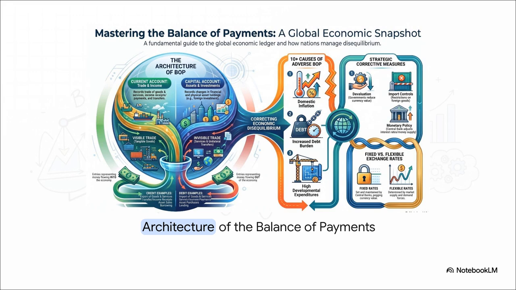Now, this massive master ledger is split up into two main buckets. First, we have the current account. This is the day-to-day stuff. Trade of goods and services, income receipts, all the things that directly affect a country's income. On the flip side, we have the capital account. This handles the bigger, longer-term stuff. Changes in assets, investments, foreign direct investment, or major international borrowing.